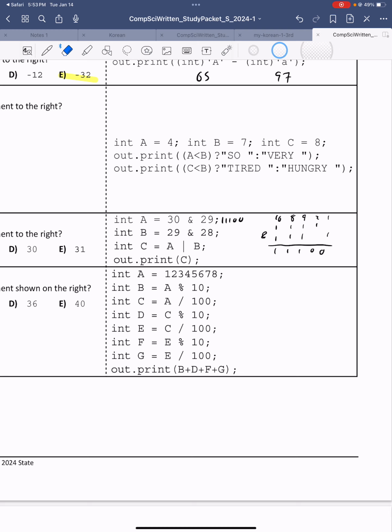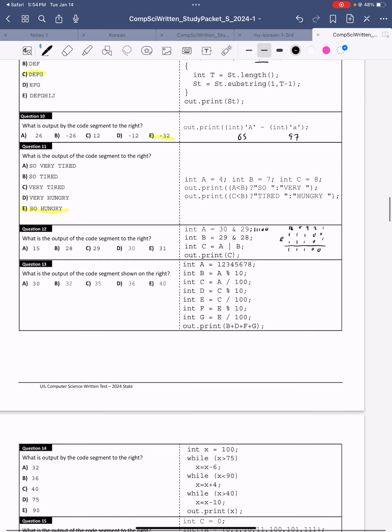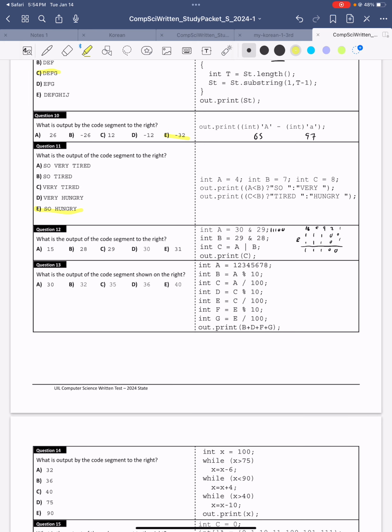And then what is B? Well, we know 29 already is this last one. But 29 was this one, I believe. 16, 8, 4, 2. And then how do you get 28? Well, 28 is 16, and then you get 12. How do you get 12? 8 and 4, and then 0, 0, right? So they both need to be true, so you get the same number. It's going to be 29. The answer is C. 12 is C.